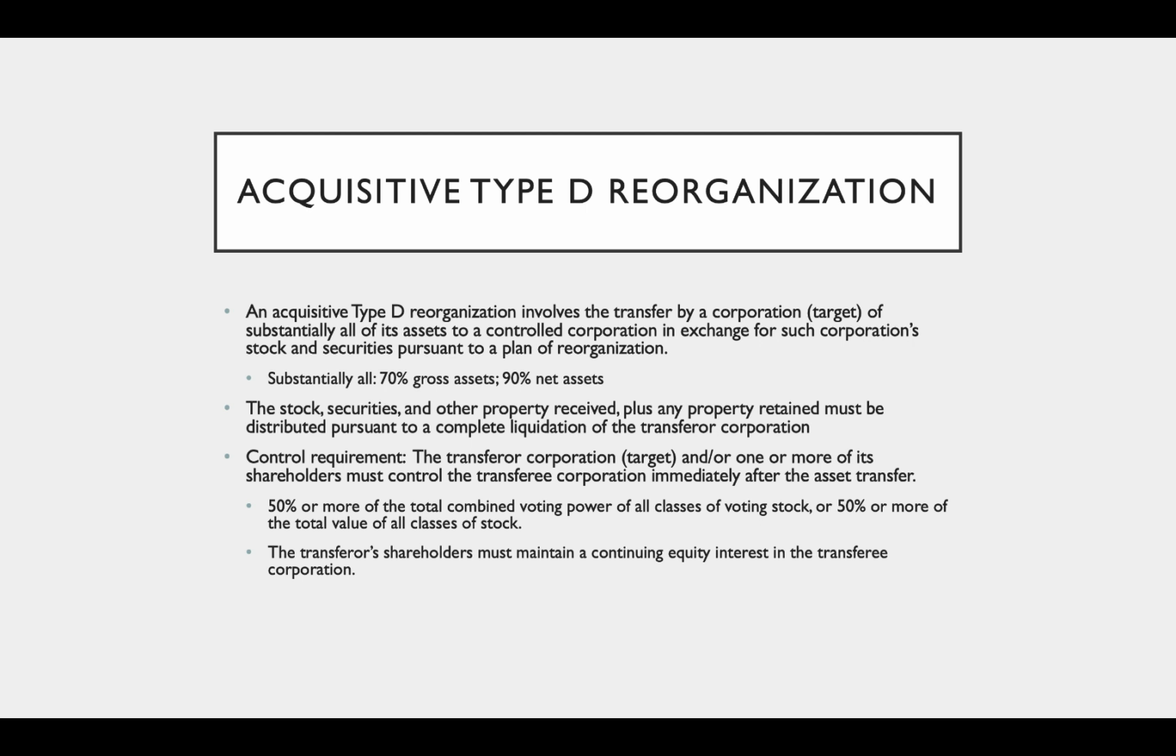And then there's a control requirement. The transferor, the target, and or one of its shareholders must control the transferee corporation immediately after the asset transfer. And that is defined as 50% or more of the total combined voting power of all classes of voting stock, or 50% or more of the total value of all classes of stock. The transferor's shareholders must maintain a continuing equity interest in the transferee corporation.